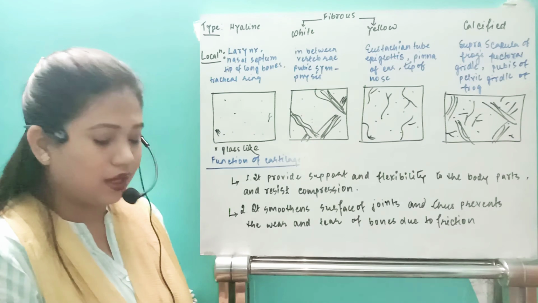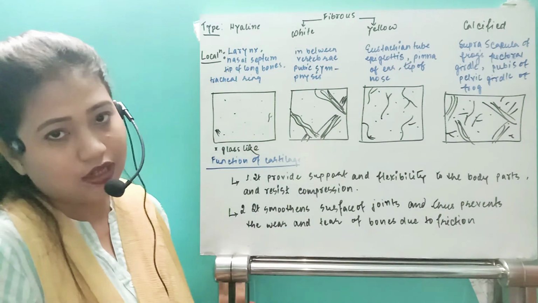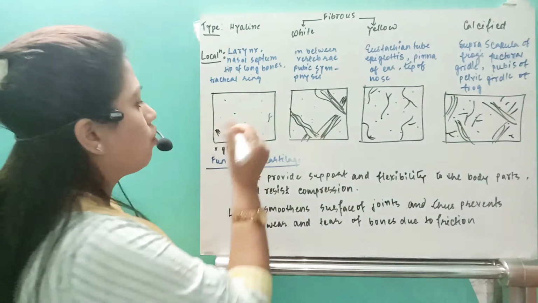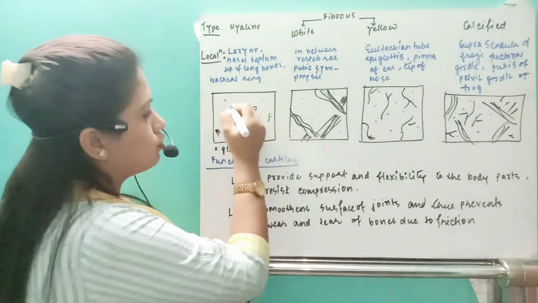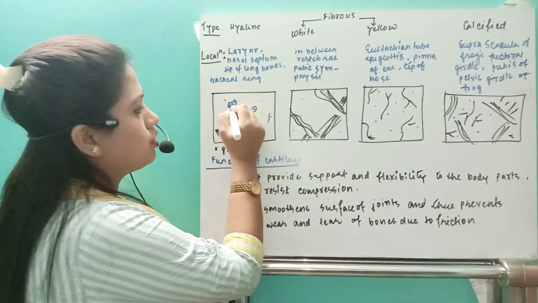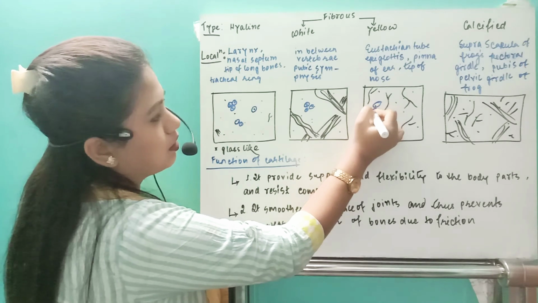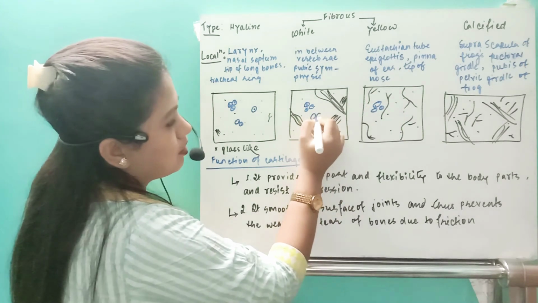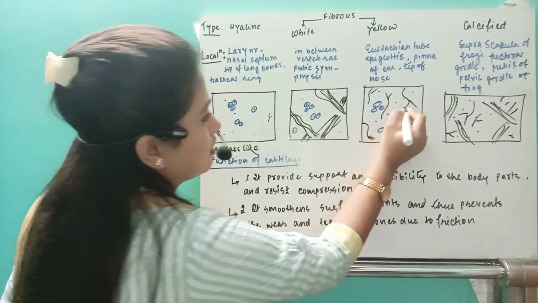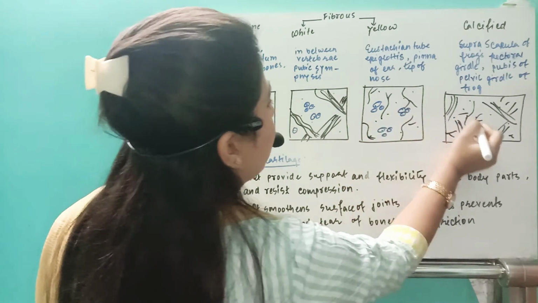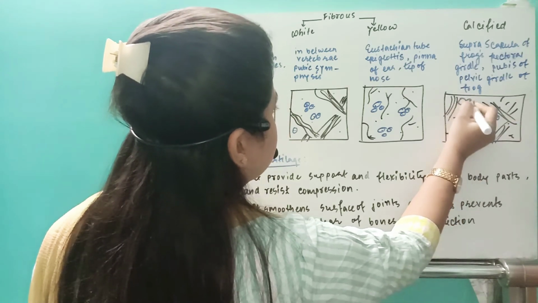First of all, if it comes to the cell, in all the three types of cartilages, we are going to have these chondrocytes. These chondrocytes will be in groups of 1 or 2 or 3 or 4. This way the cells will be present, right? These cells, chondrocytes, will be present like this. So everywhere chondrocytes have to be present. This is the chief composition of a cartilage, right?